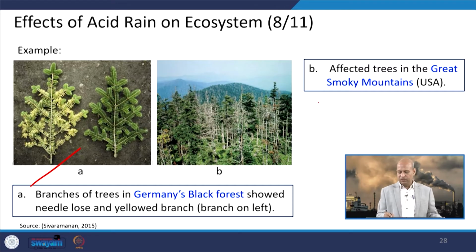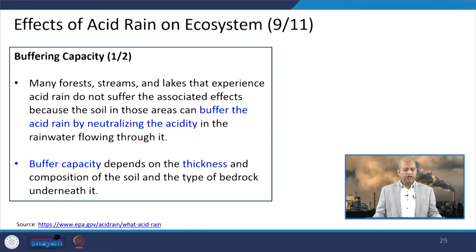And you can see in the Great Smoky Mountains in the USA, these trees were affected because of acid rain. Their leaves were destroyed, and again the photosynthesis was completely disturbed. But there may be some other issues, like the buffering capacity of different soils is different because of their thickness, because of certain minerals available in those soils.